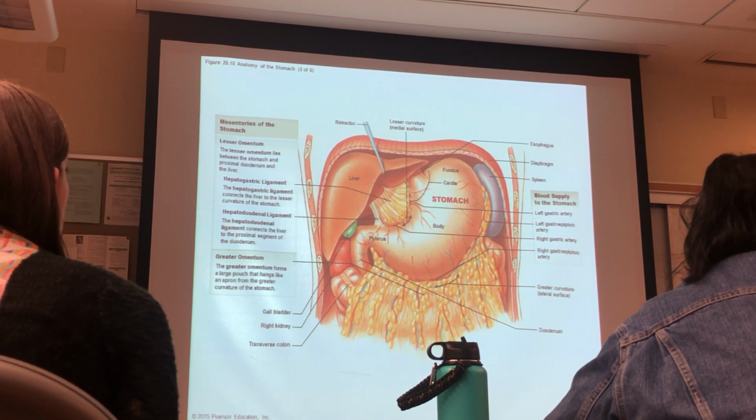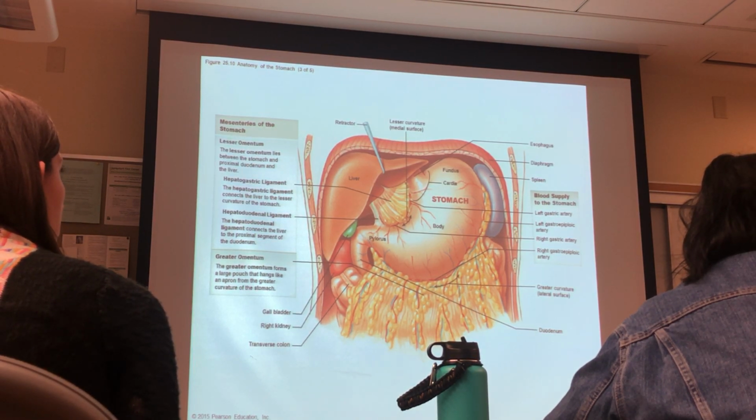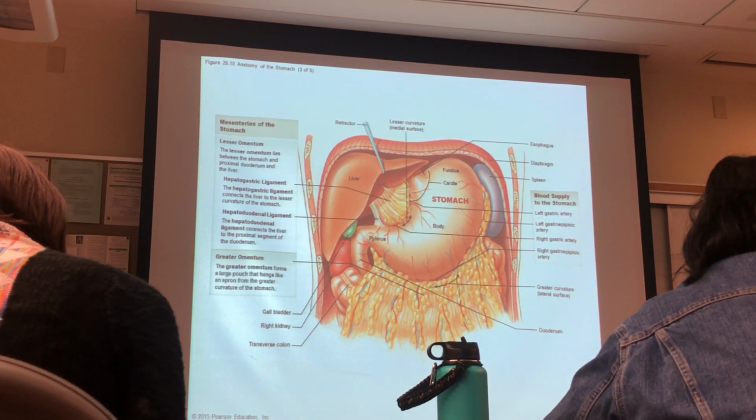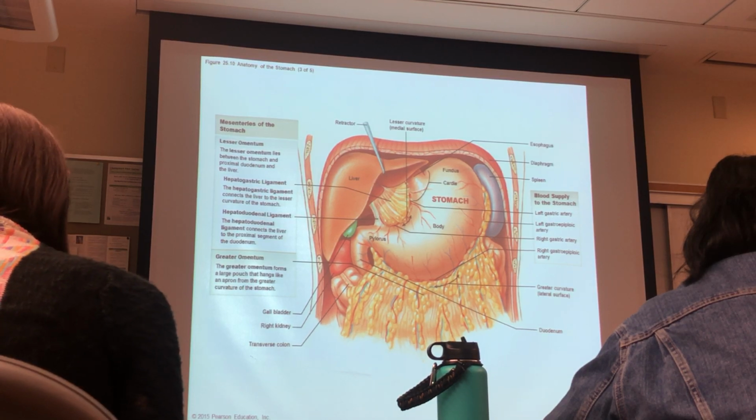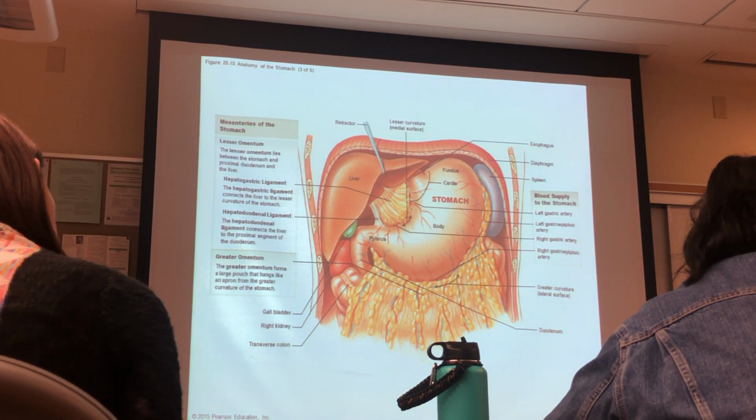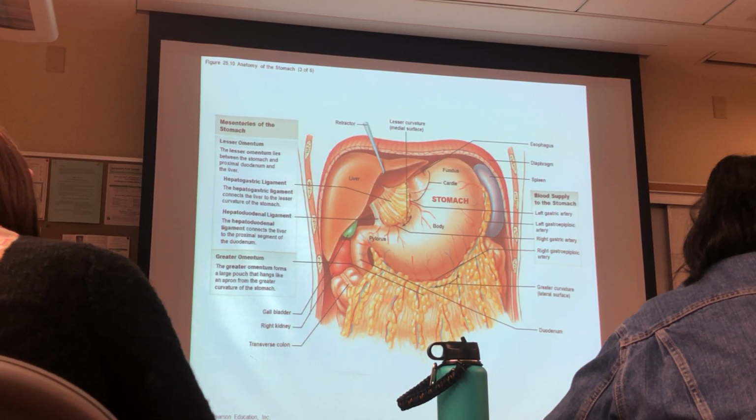What's the omentum doing? It covers up your intestines, so it's a cushioning organ for the intestines. Because remember, your bones don't cover your intestines, right? So that's an empty point for cushioning. You have your abdominal muscles, but after that, you just don't have anything. So this is an area where you have fat stored, and it helps to cushion.